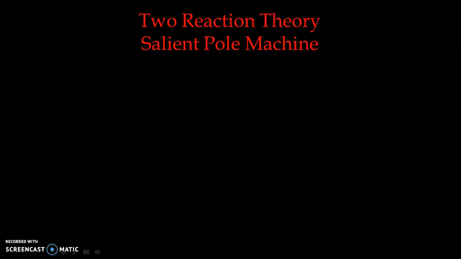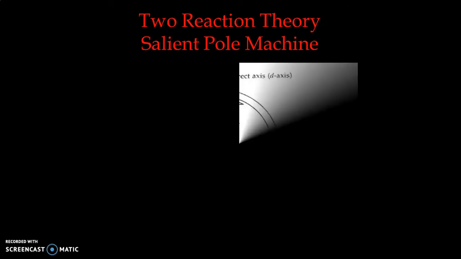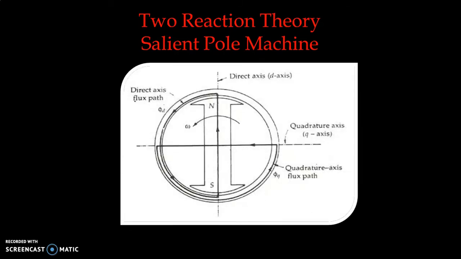Now let us study the two reaction theory in case of salient pole type of machine. In the figure we can see a salient type of rotor, or projected type of rotor. We have taken two poles. In case of a cylindrical type of rotor, we know that the air gap is uniform and that is why the reactance remains uniform throughout the rotor position, and we have a single axis of symmetry, known as either the polar axis, D axis or direct axis.